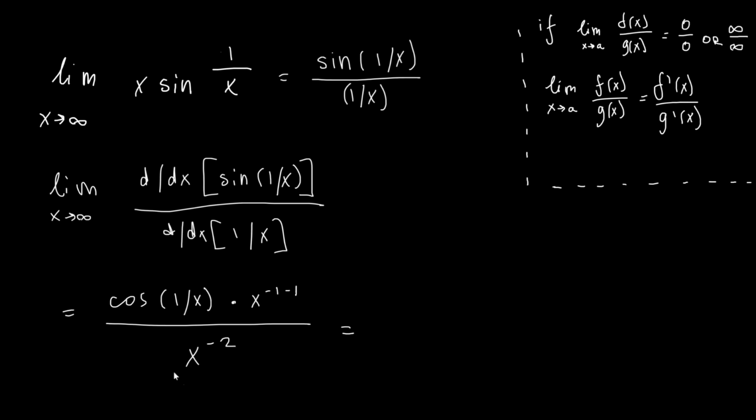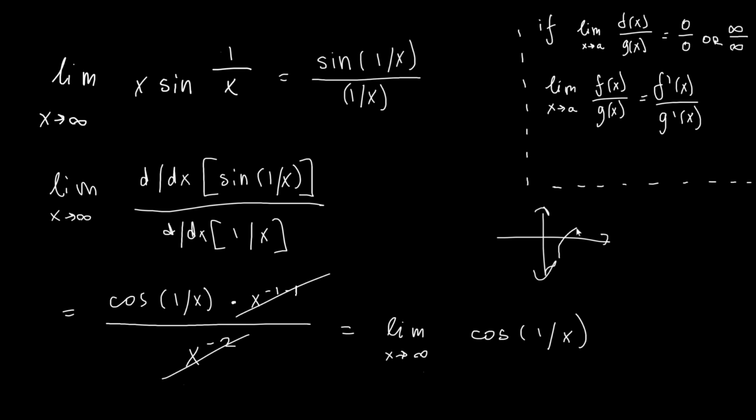So now we can just cancel this out, and we're left with limit as x approaches infinity of cosine of 1 over x. So now you can try to visualize this function. What happens to cosine of 1 over x as x value increases? Basically, you'll have something like that.